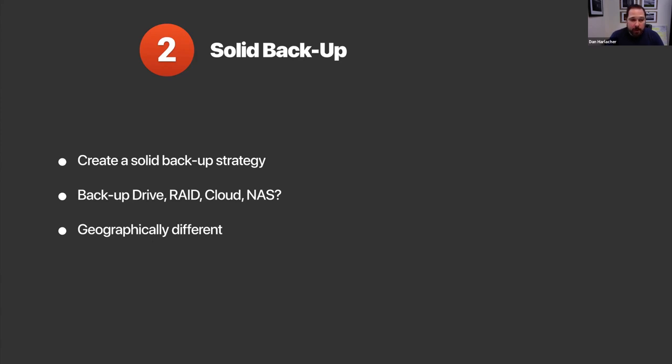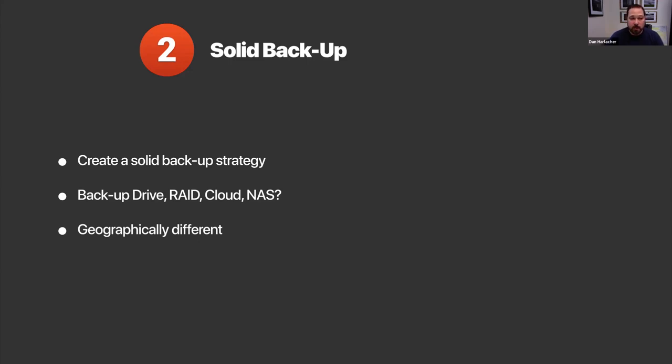What we actually do for our backup is we have another NAS, a network area storage device, which is geographically differently located. That's a key thing. If you had your backup drive and your main drive attached to your computer and you have a fire or a flood, your backup goes away the same as your original one. You have to keep your backup somewhere else.